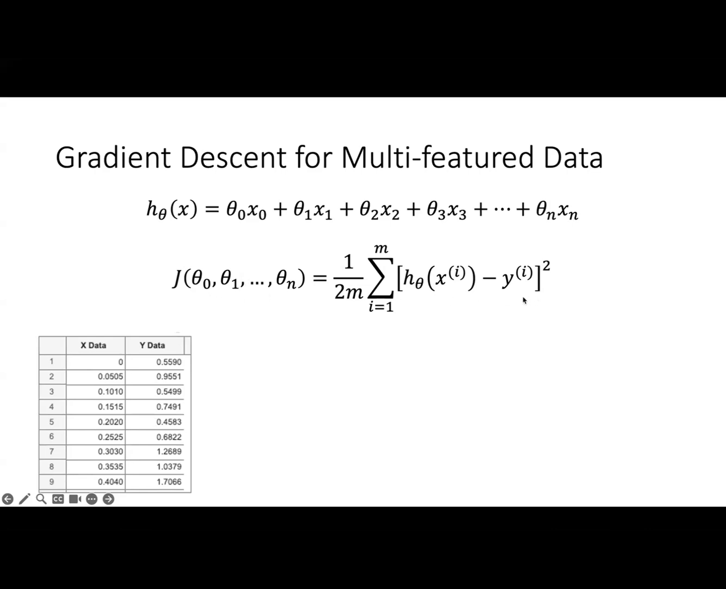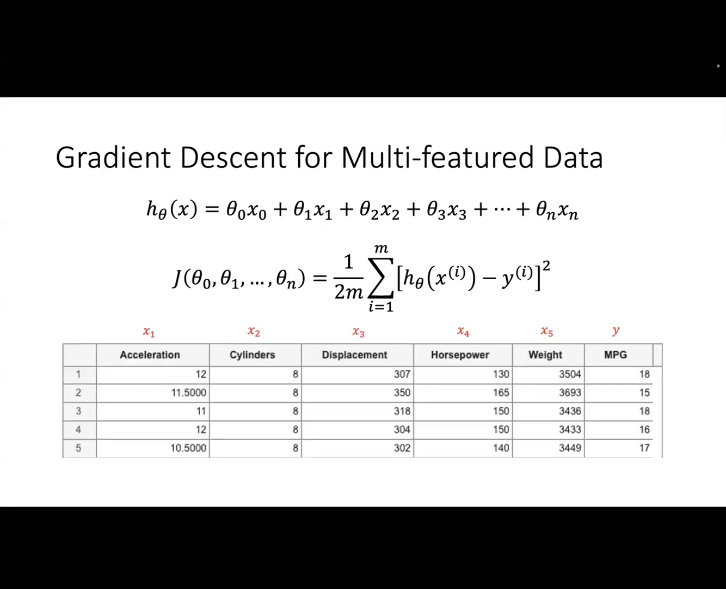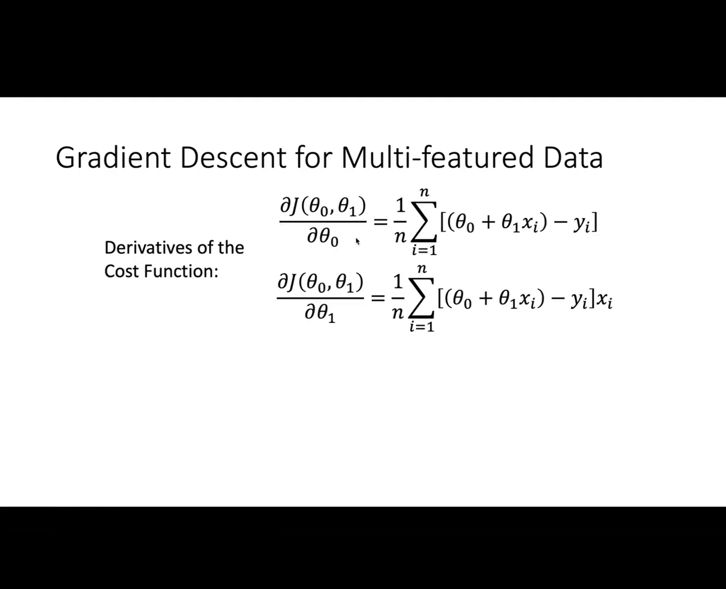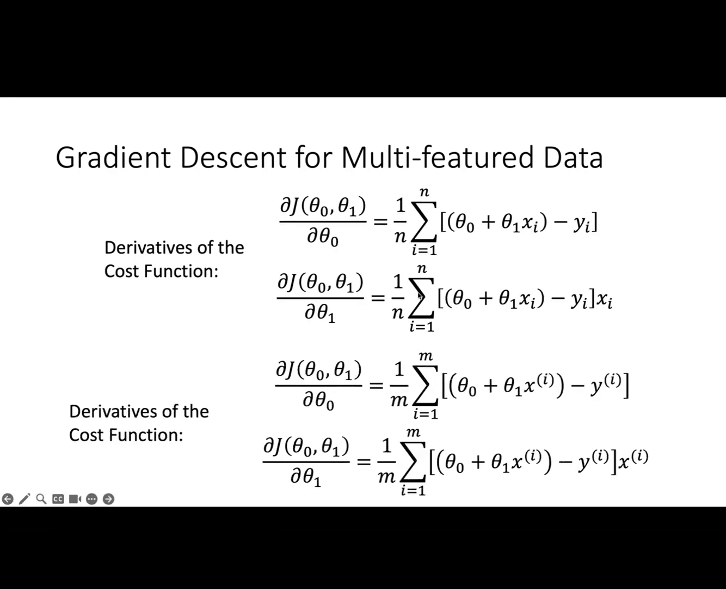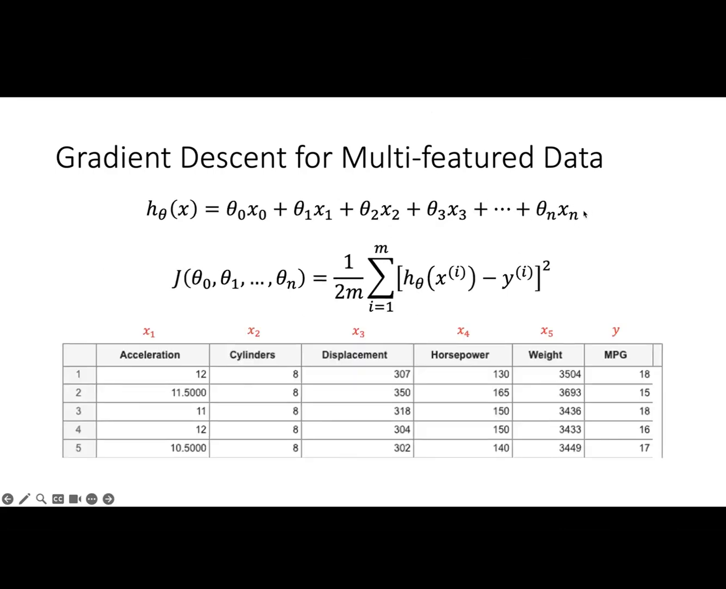Yung expression for the cost function did not change. Ang nagbago lang is itong hypothesis. Nadagdagan lang siya ng terms. Okay? So it's exactly the same. So in terms of coding, we just replace this with another summation. For the multi-featured data set, ito na yung magiging itsura niya. Okay, we just replaced it with a summation. Remember that we can write this as the sum of theta i xi from i equals 0 to n.